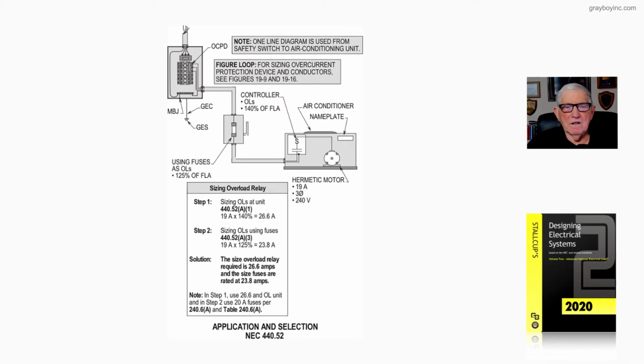Figure 19-20 deals with the application and selection of the overloads in accordance with 440.52. Now, in our note, we show a one-line diagram showing the disconnecting switch with the overload, and then also the relays that's ahead of the protection for the compressor.